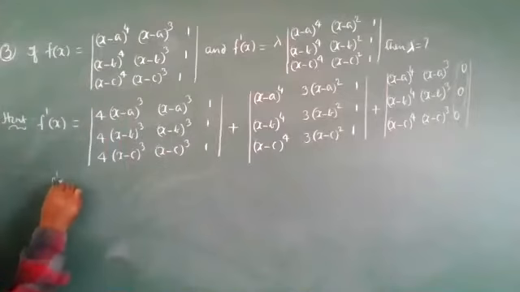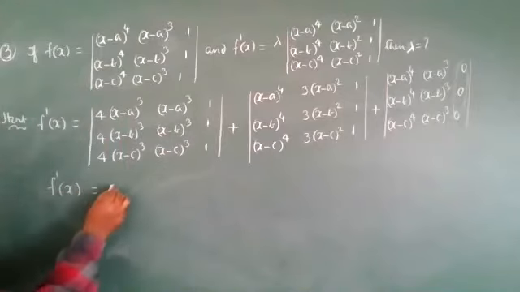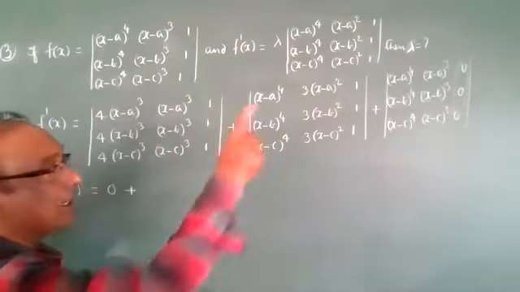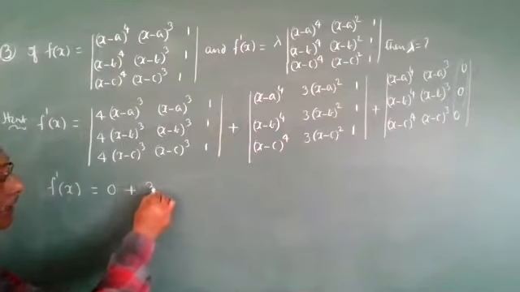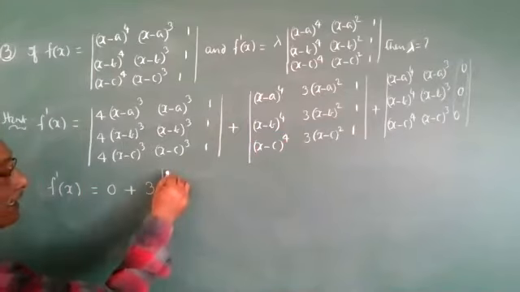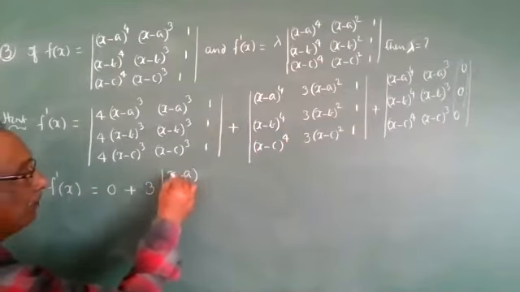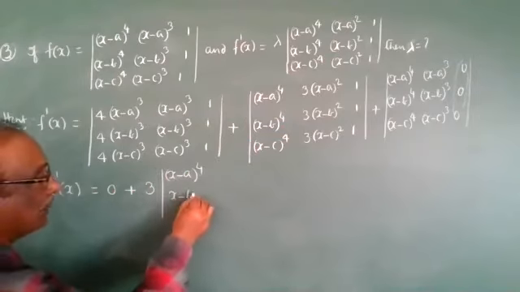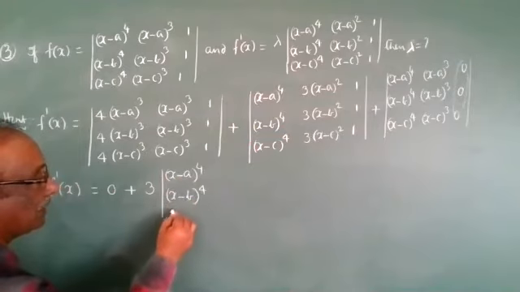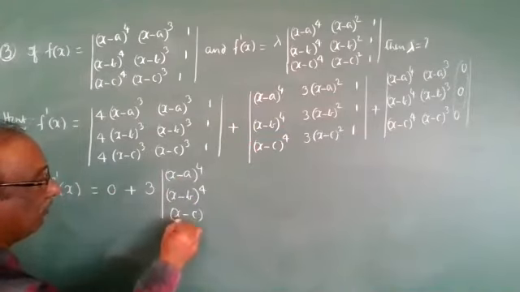So for f dash x, the first one is 0, the second one is not 0, and the third one is 0. Now the second one is the same: 3 take common. (x minus a) whole power of 4, (x minus b) whole power of 4, (x minus c) whole power of 4.